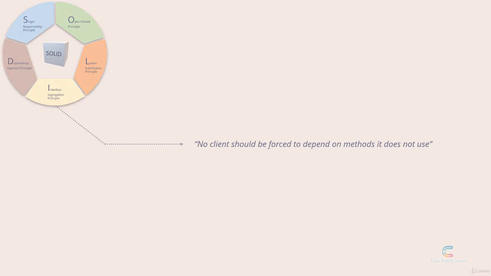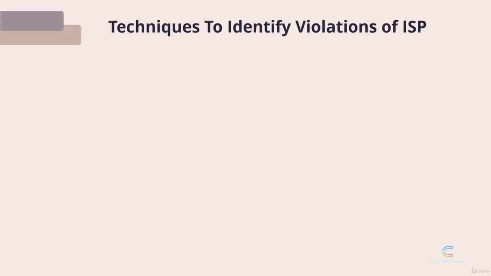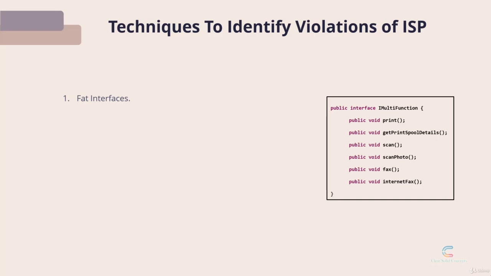In this session, let's first look at some standard techniques to identify violations of the interface segregation principle. First one is fat interfaces. Fat interfaces mean interfaces with a high number of methods. If you recall our IMultiFunction interface from our introductory session, it had around 6 methods to deal with multifarious functions like printing, scanning, and fax. This is almost always indicative of a violation of the interface segregation principle.